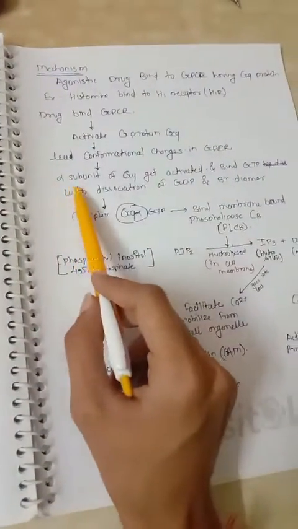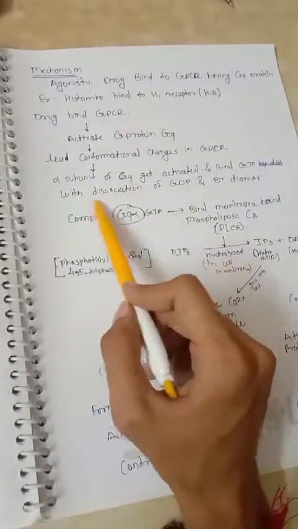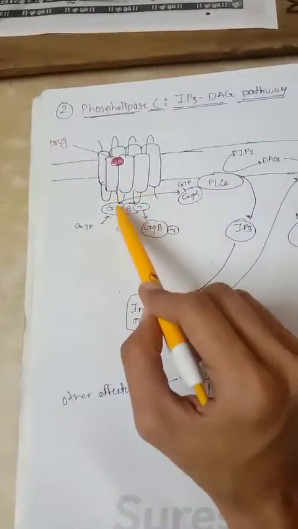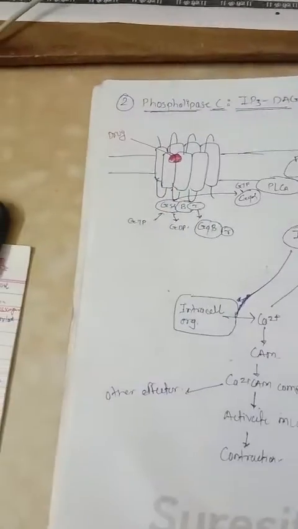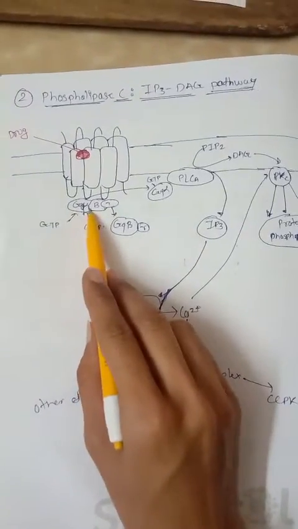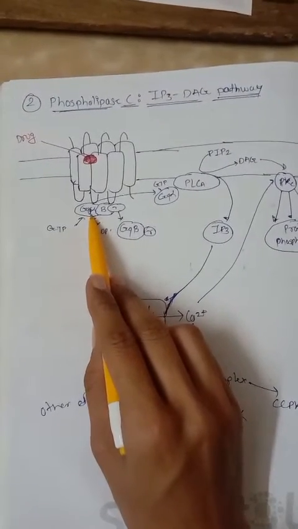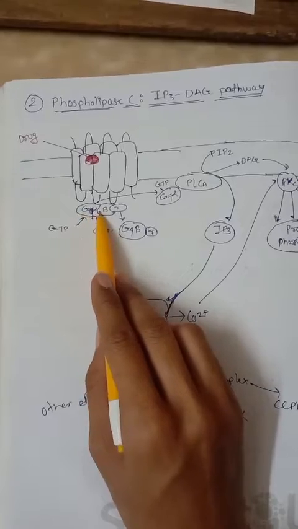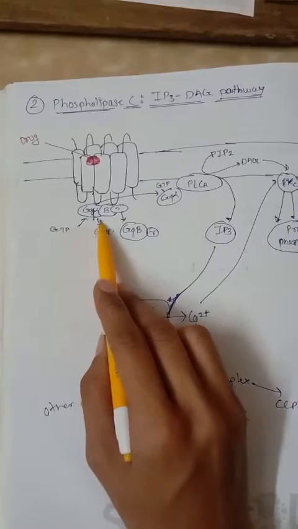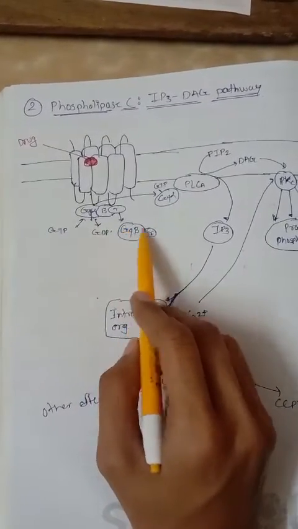Then the alpha subunit of the Gq gets activated and binds to the GTP, with the dissociation of the GDP and the beta gamma dimers. Okay, what will happen after the activation of this Gq? After activation of this Gq protein, the Gq alpha will bind to the GTP, and the GDP will dislocate. Along with that, the Gq beta gamma dimer also will get removed.